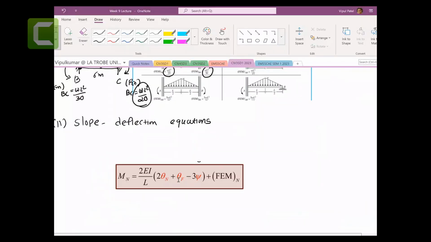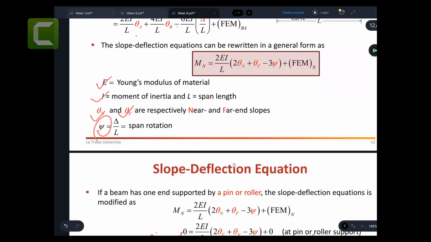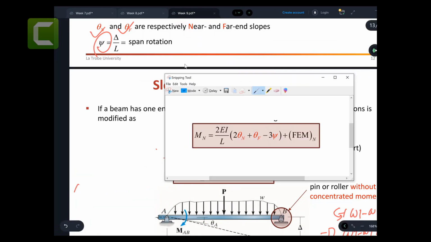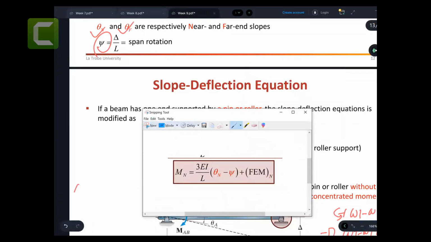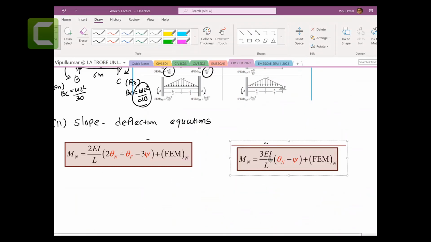We have two slope deflection equations only, so there are two options. One that I'm just taking from our lecture notes, by the way. And there is a second one, this slope deflection equation. This is another one. Now, how do we use these two different equations?